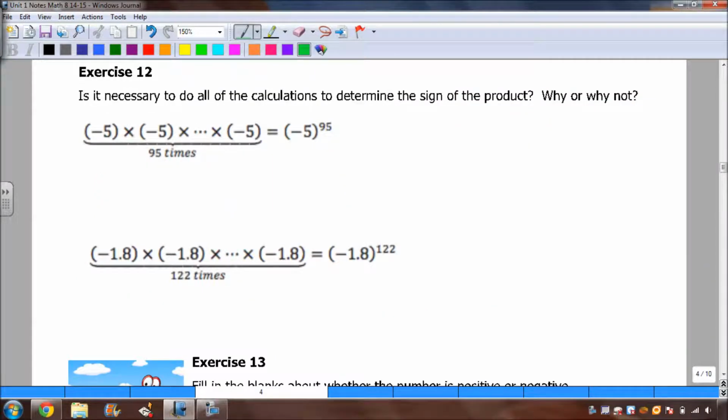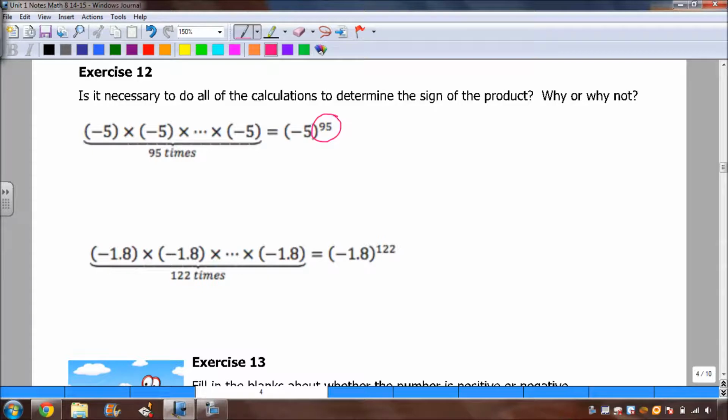Is it necessary to do all of the calculations to determine the sign of the product? Why or why not? All I want to know is whether this product is going to be a positive number or a negative number. I could multiply negative 8 by itself 95 times, but that's going to get ridiculously annoying, especially since all I want to know is whether this number is positive or negative. So again, just like in the previous exercise, it all comes down to what this exponent right here is.